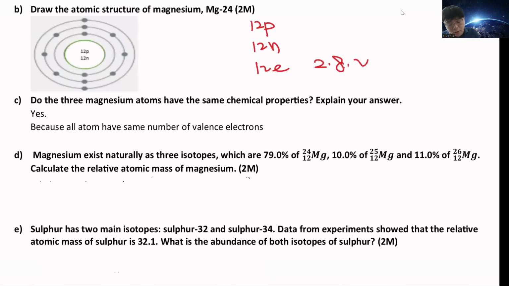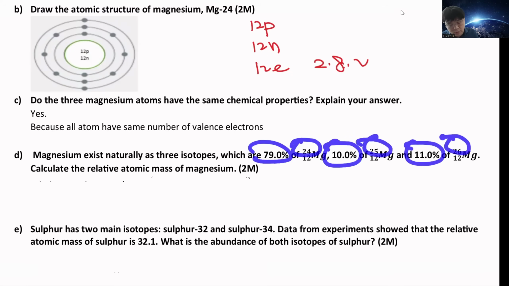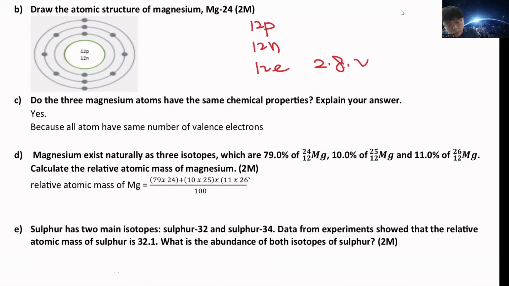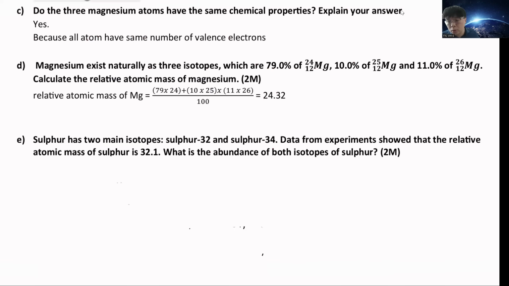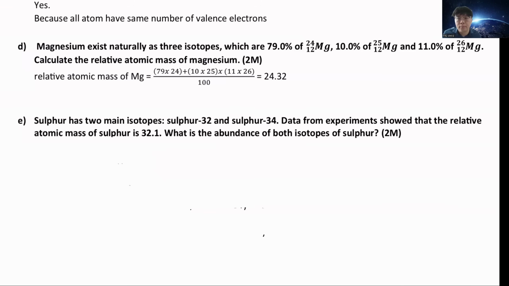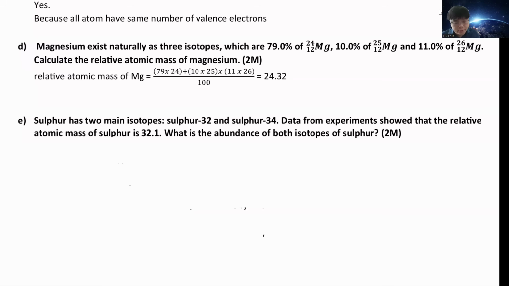Then they ask you to calculate the average mass, given 79% of magnesium-24, 10% of magnesium-25, and 11% of magnesium-26. So this is what you do: 79% of 24, 10% of 25, then 11% of 26, divided by 100%, and you get the average mass at around 24.32. This is another example. They have two examples here.